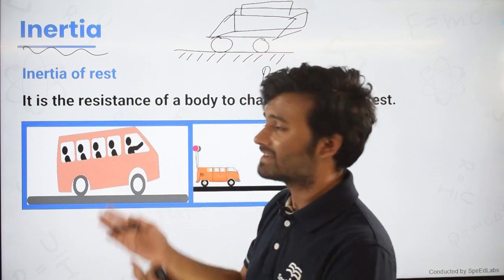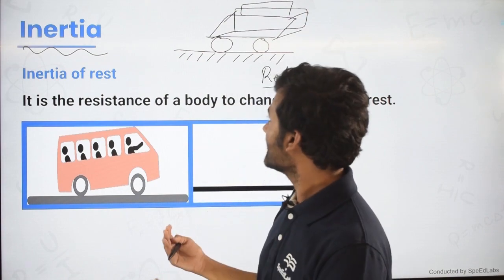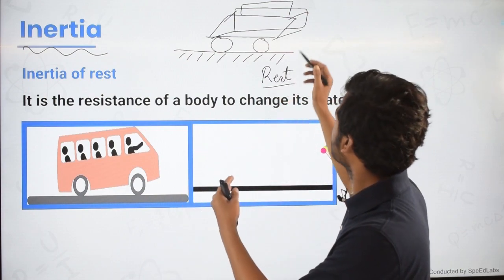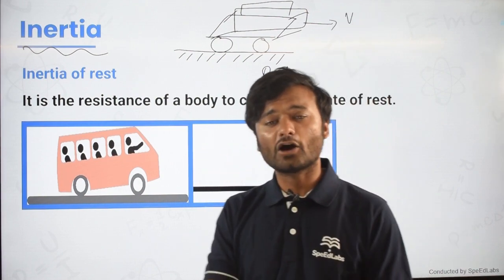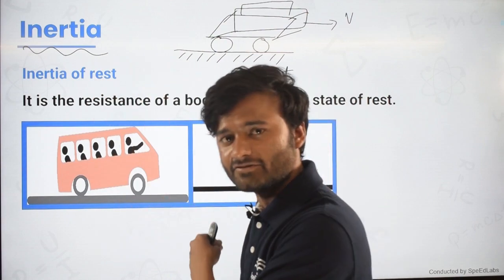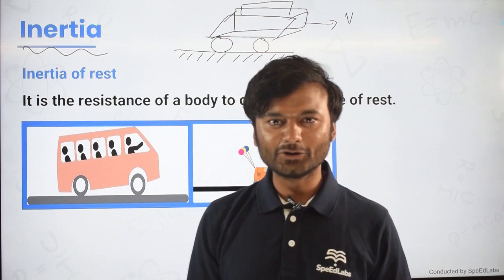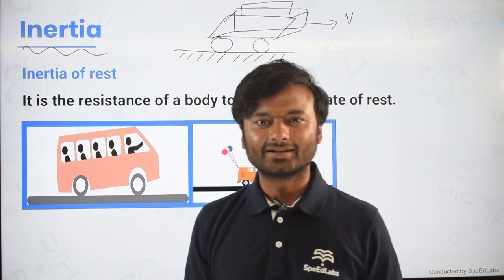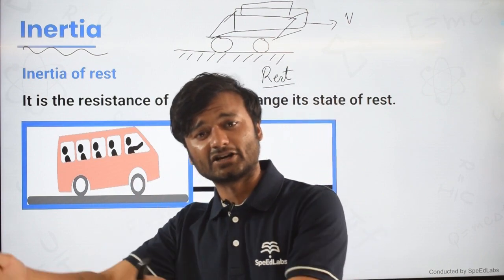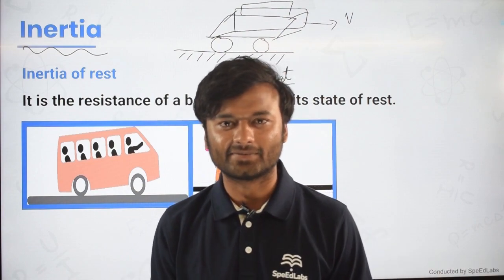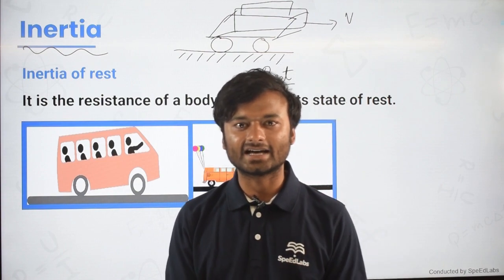Understand? So basically inertia is just a property of the body which has mass. Similarly, if I take the same car and this time it is moving with some velocity, let's say v in this direction, it will always keep moving with the same velocity v until and unless we apply some force to stop this car. So what do we mean by inertia? Inertia is the property of the body that it cannot change its state of rest or state of motion by itself. It is the resistance which is caused by the body. This is basically inertia.